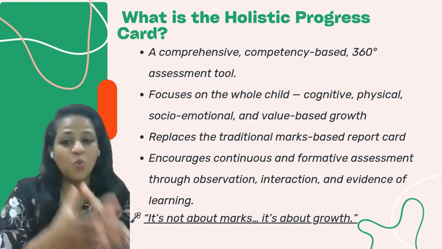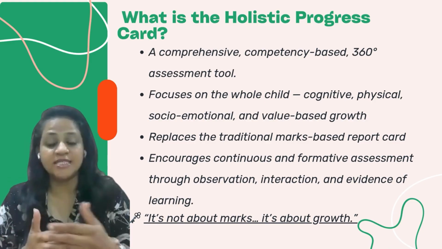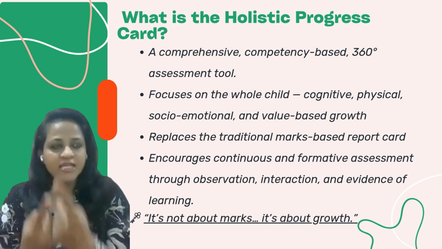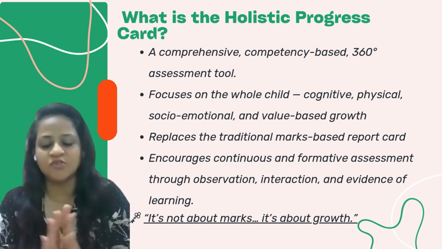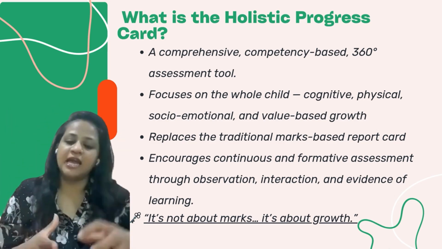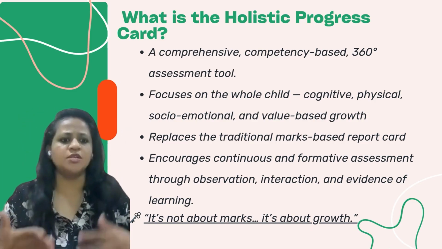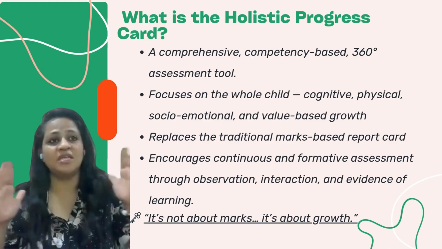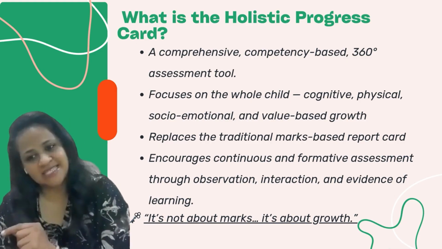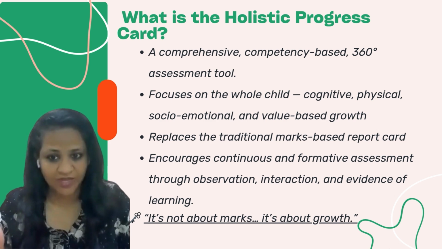So now when we talk about what the holistic progress card is, you can now understand. It's a comprehensive, competency based, 360 assessment. Of course, it is holistic, so there has to be a 360 assessment in it. It focuses on the whole child. It looks into the domains of cognitive, physical, social, emotional, and value based. All these domains are taken into consideration, and the growth, the progress is what is assessed in this. So overall, it's not about the marks, it's about the growth that we are looking into.